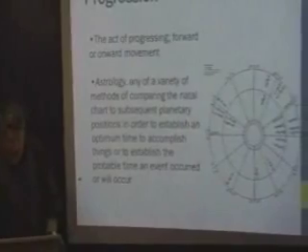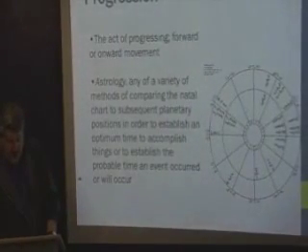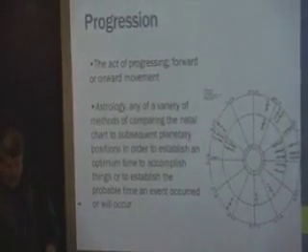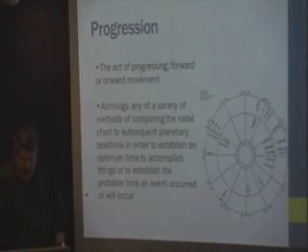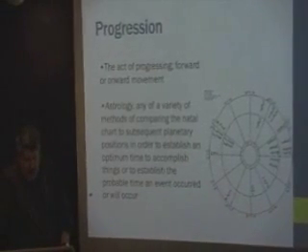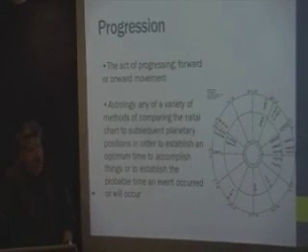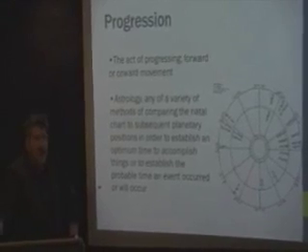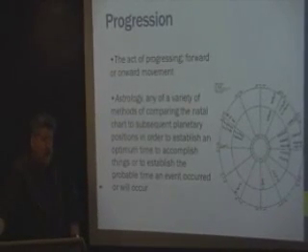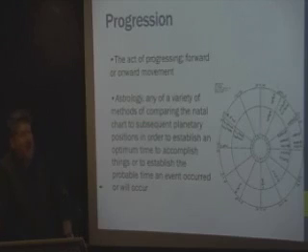What this means in astrology is any variety of methods of comparing the natal chart to subsequent planetary positions in order to establish an optimum time to accomplish things or to establish the probable time an event occurred or will occur. So, timing is everything, and progressions are the method in astrology that we use to see the timing of events.